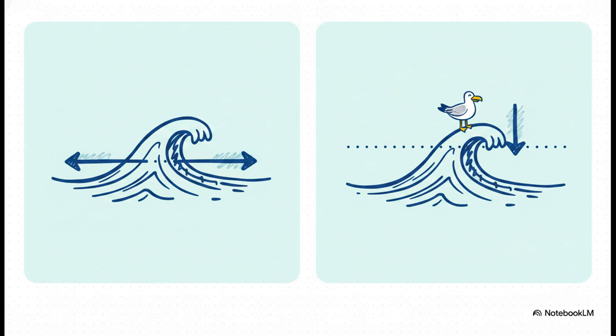So picture a seagull just bobbing out on the ocean. The wave's disturbance is moving forward across that wavelength, right? But the seagull itself just rides the amplitude up and down. That bird isn't being pushed across the ocean. It's simply experiencing the energy passing through the water under it.